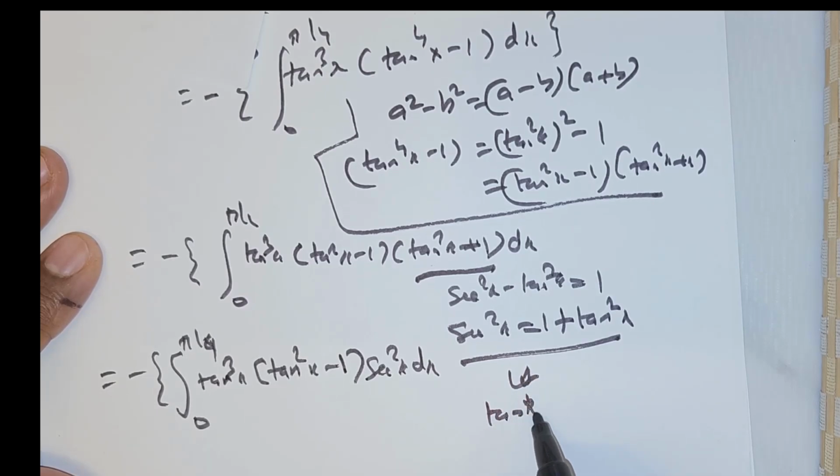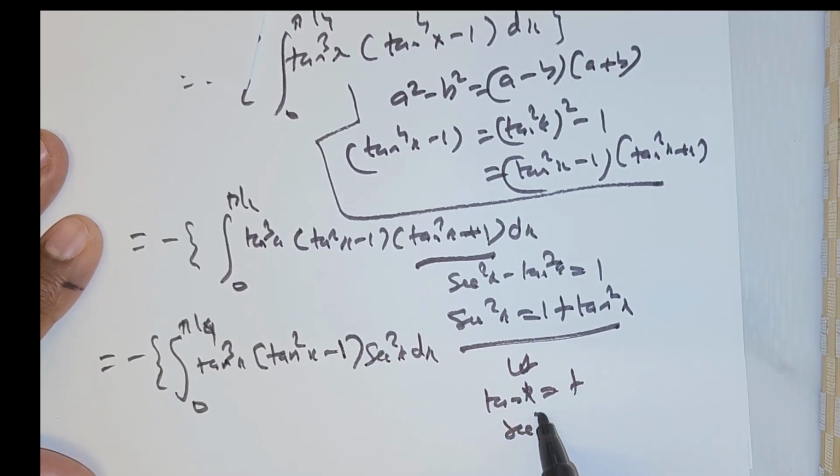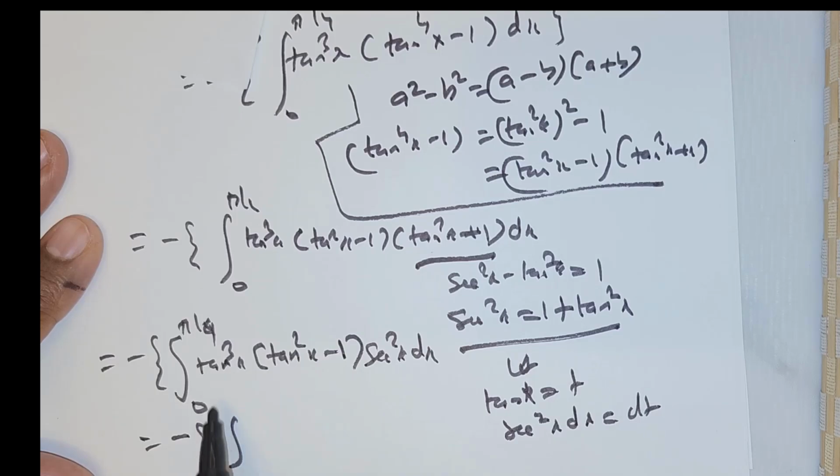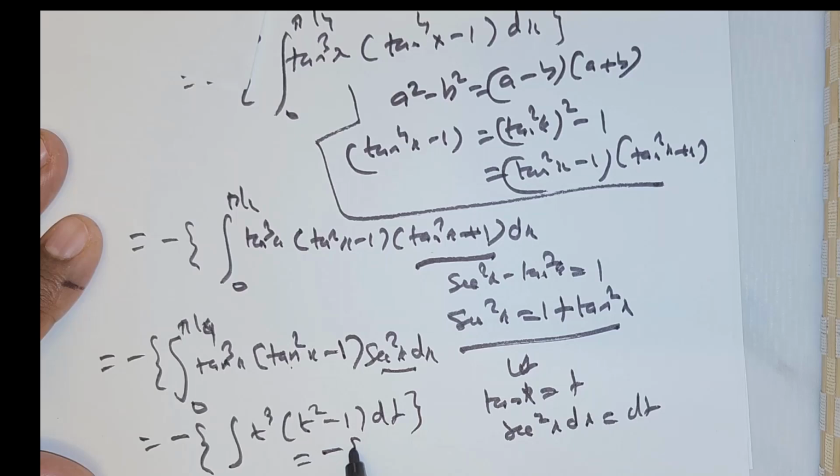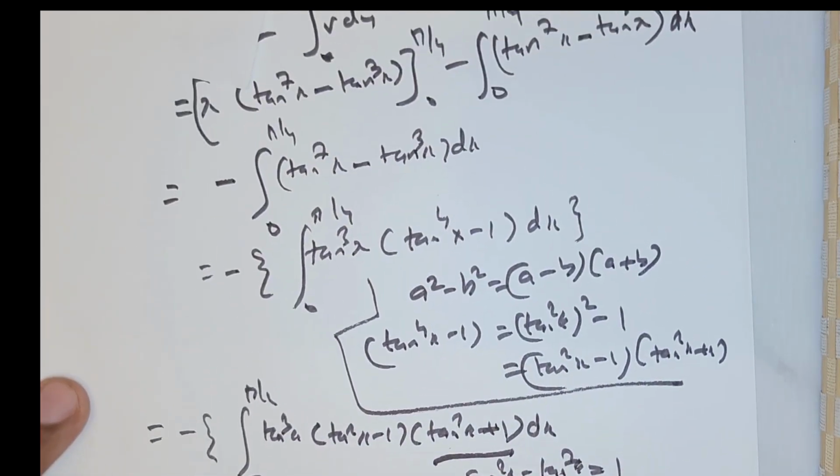Now let me take tan x to be equal to t. I differentiate, I get secant squared x dx is equal to dt. Don't bother about the limits, just make the substitution. In place of tan you have t, that's t cubed. In place of tan you have t, that's t squared. In place of secant squared x dx you have dt. This is rewritten as integral t cubed into t to the power of 2, that's t power 5. T cubed into 1 is t cubed times dt. So you integrate this.